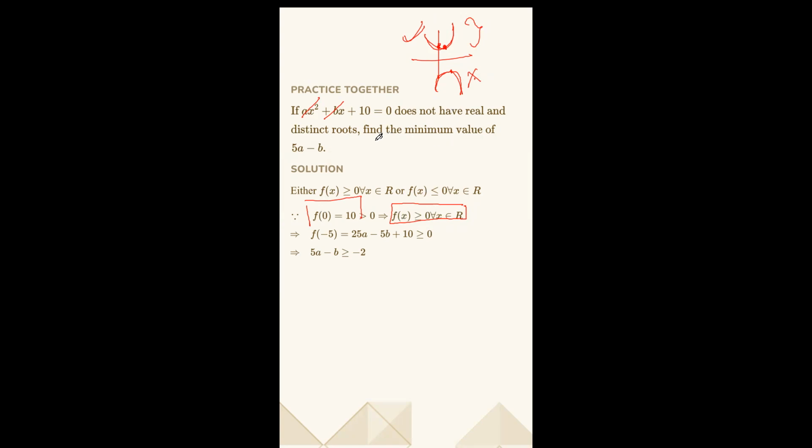Now, what is the question asking us? Find the minimum value of 5a − b. In this upward facing parabola, what is the minimum point that you can get? If we put x equals −5 in the equation, how much will it become? We write it down: (−5)² times a, minus 5 times b, plus 10. And if we solve it, it becomes 5a − b greater than or equal to −2. What does this mean? It indicates that the minimum value of 5a − b will be −2. I hope this was clear.